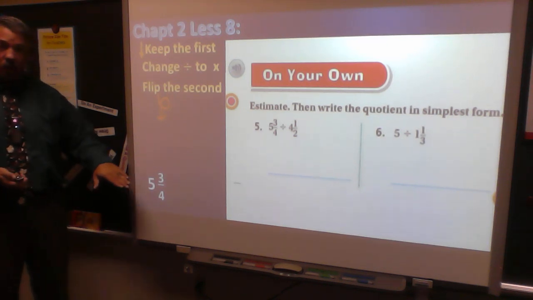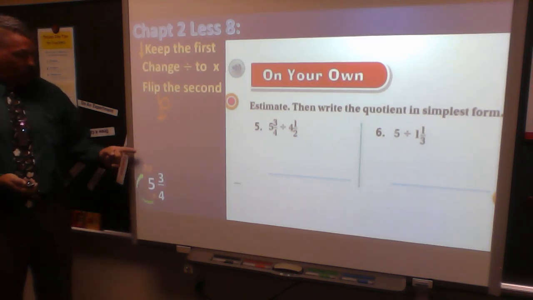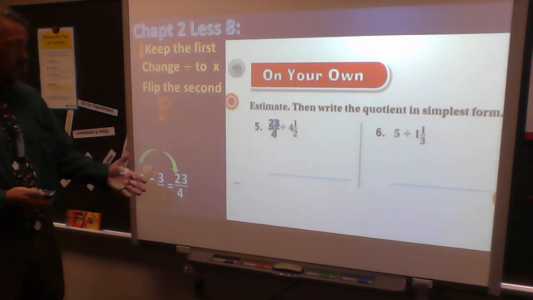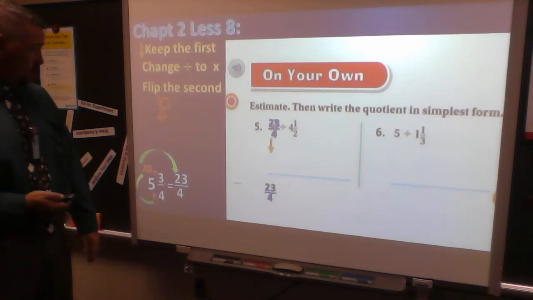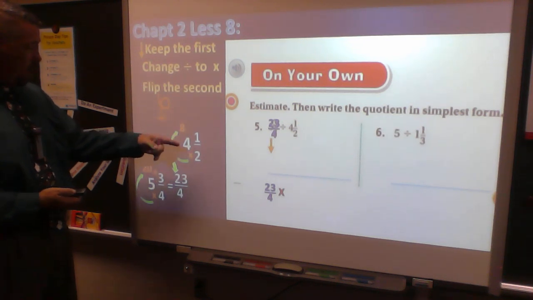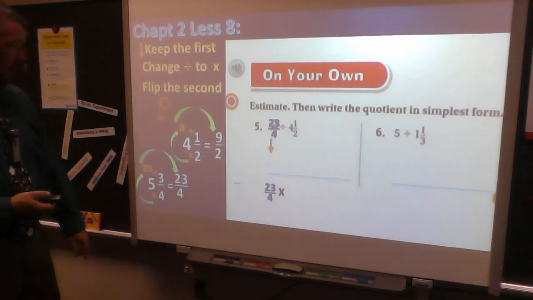5 times 4 is 20. Plus the 3 is my 23. And then I keep my denominator of 4. 4 1/2. Then I can't use it. So I'm going to take my 4 1/2. 2 times 4 is 8. Plus 1 is 9. Keep my denominator.